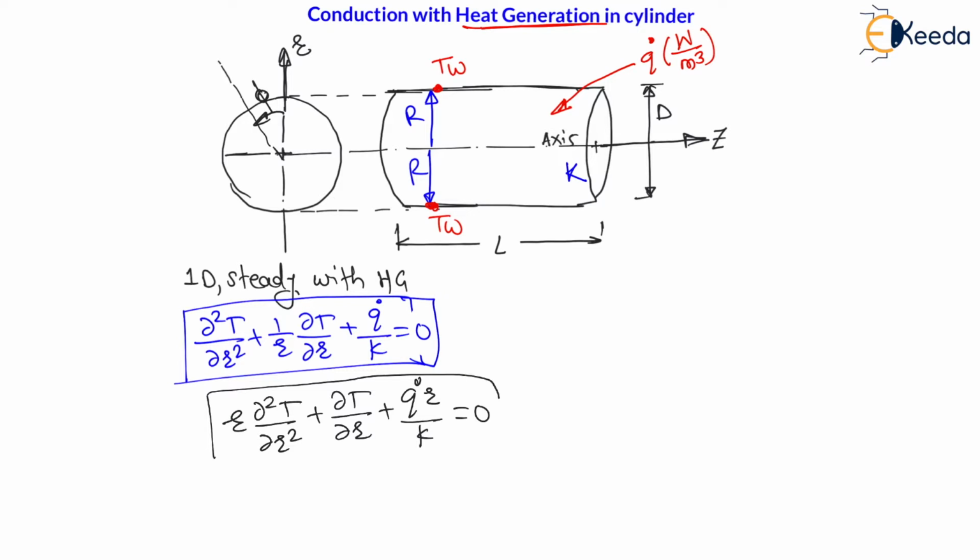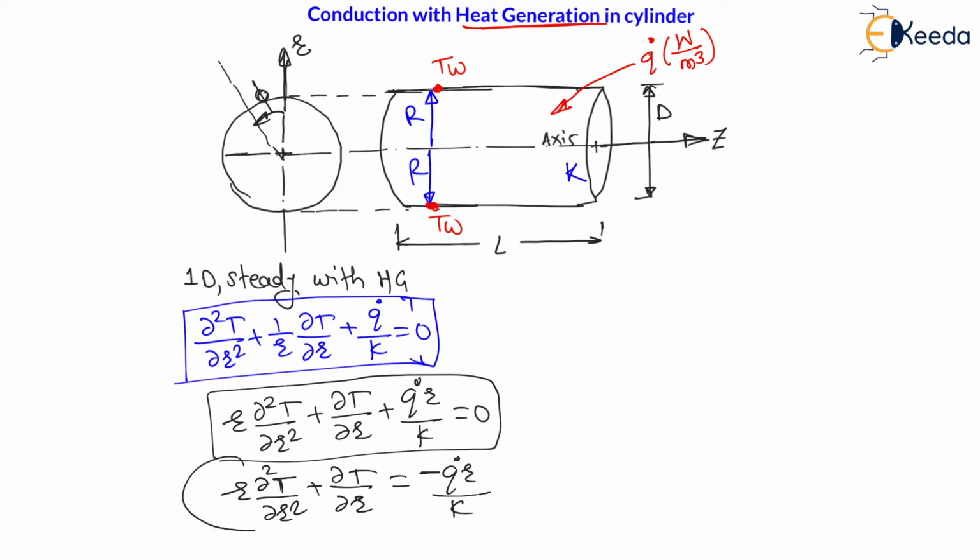Now, let us put this q dot r divided by k on the right side. Therefore, the equation will become r ∂²T/∂r² + ∂T/∂r is equal to minus q dot r divided by k. This will be our equation.